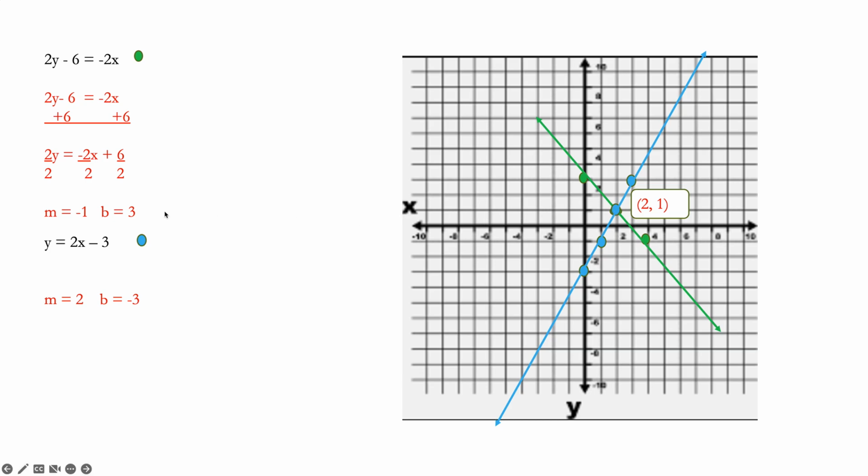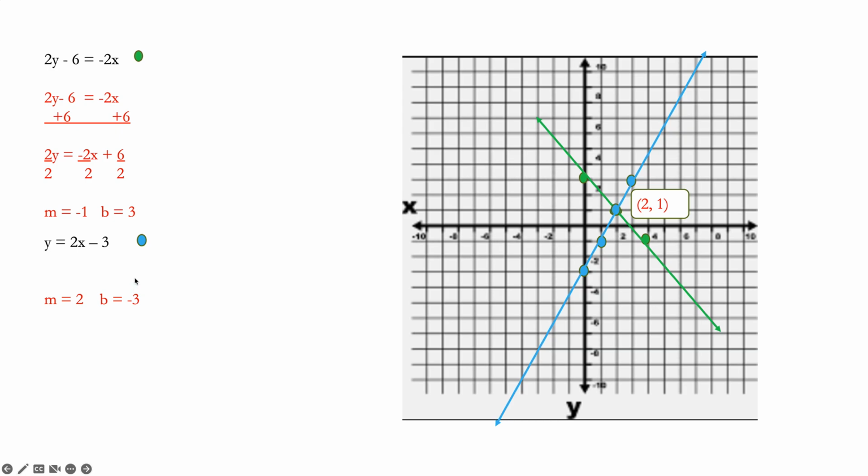And if you check it, let's plug it in real quick. Let's plug in a 1 for y. 2 times 1 is 2, minus 6 is negative 4. Plug in a 2 for x. Negative 2 times 2 is negative 4. So both sides are negative 4. Let's try down here. Let the y be 1 and the x be 2. 2 times 2 is 4, minus 3 is 1. So 1 equals 1. So it checks in both.